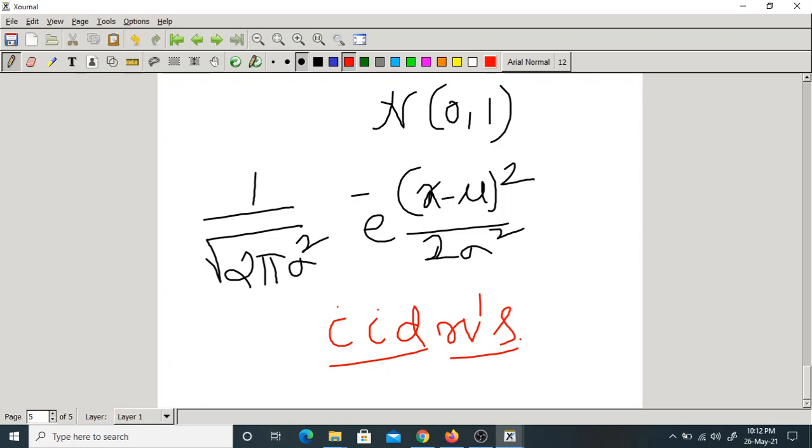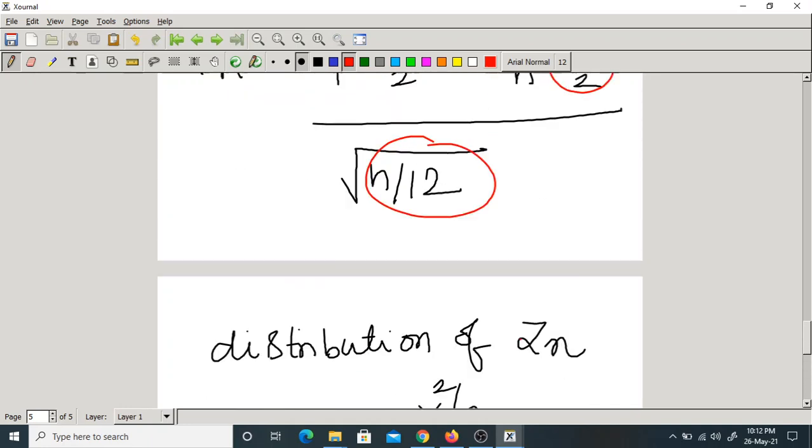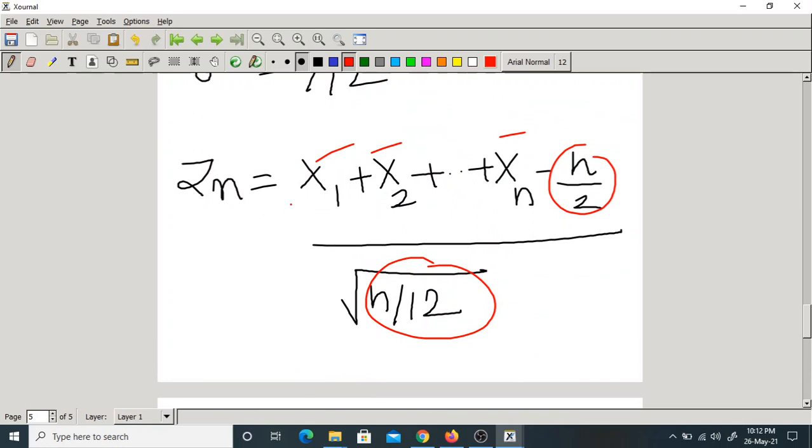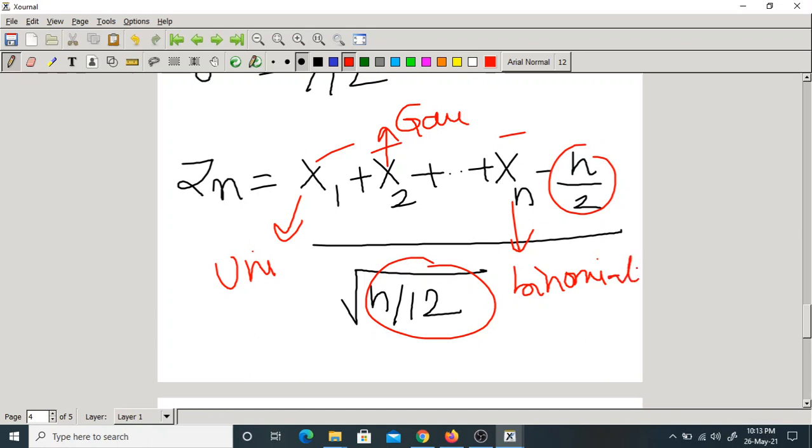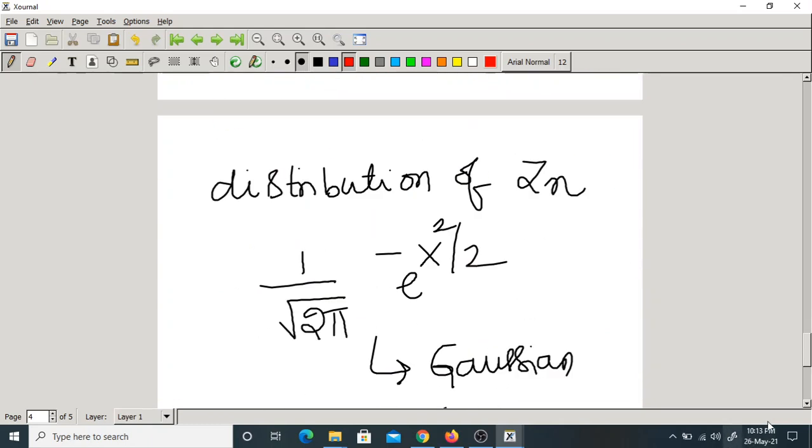CLT is true for everything, which means here x1 can be uniform, x2 can be Gaussian, xn can be binomial. Still it is correct irrespective of the distribution. So the sum of all random variables will follow Gaussian distribution. So that is the important central limit theorem.